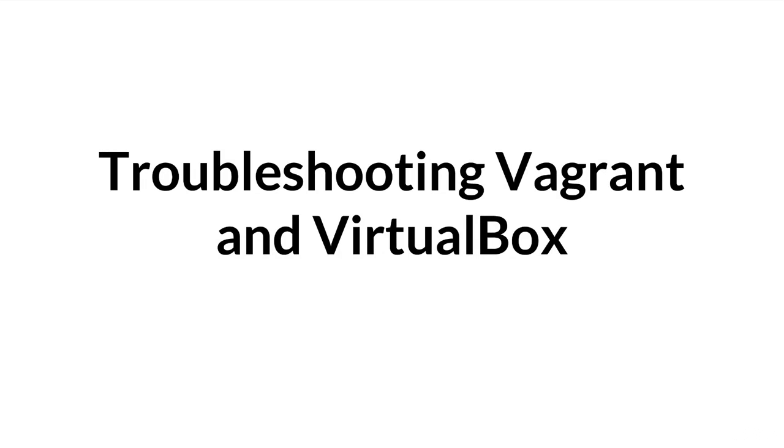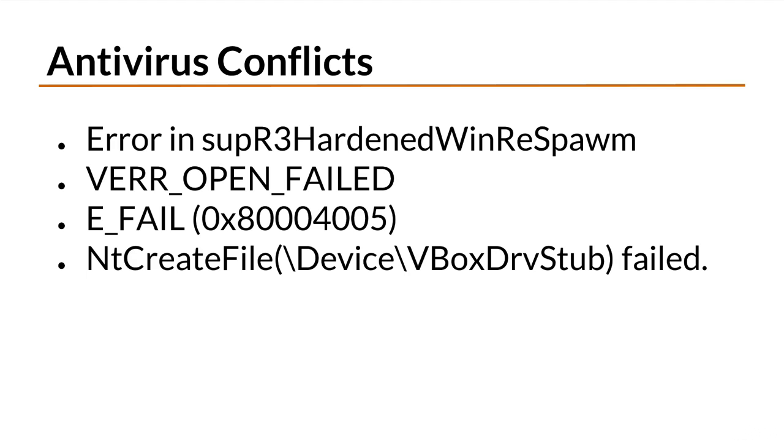I want to go over some common issues that might arise when working with Vagrant and VirtualBox. The first issue I want to talk about is antivirus software. Some Windows antivirus software such as Avira, AVG, and others have been known to interfere with the operation of VirtualBox. I've listed some errors on your screen here that can be associated with this type of issue. If you get such an error when starting a virtual machine, try disabling your antivirus software and rebooting your system.